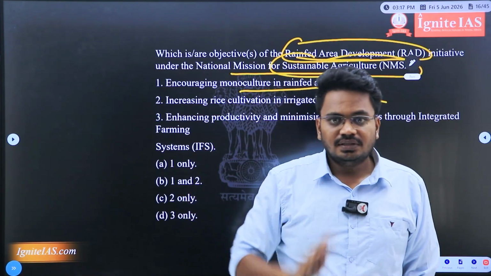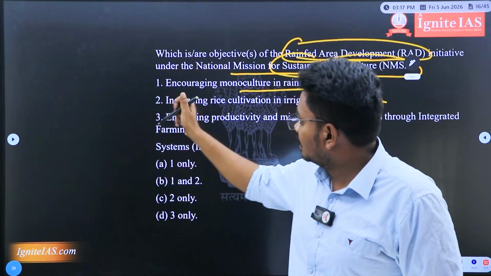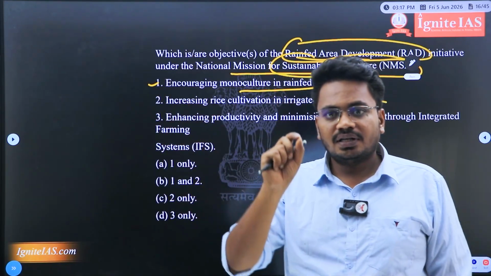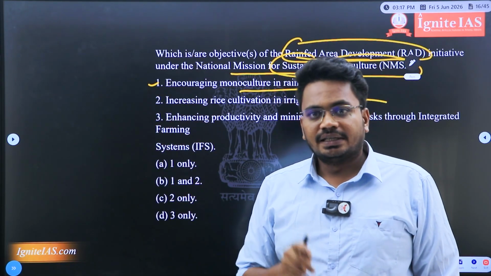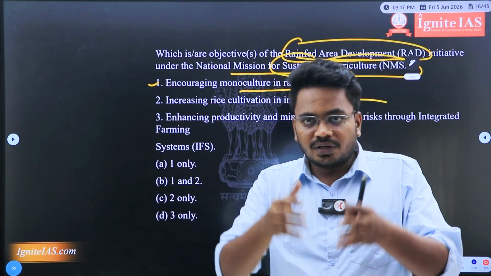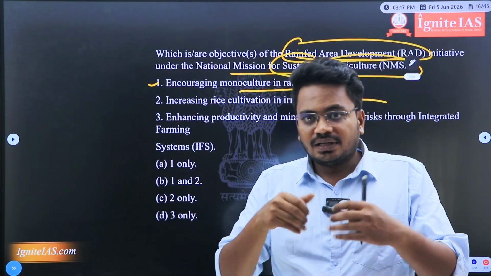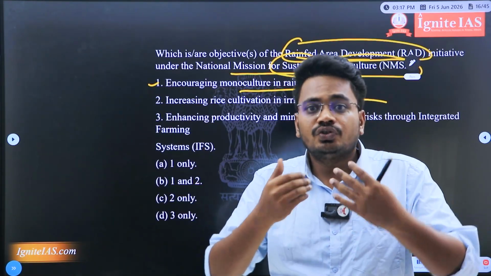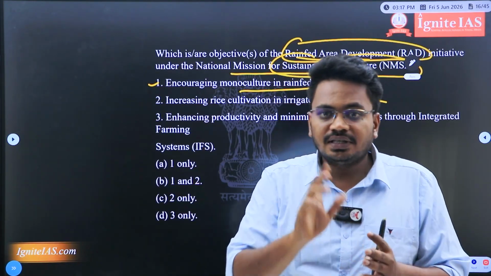In the first statement, encouraging monoculture in rain-fed areas, with common sense we can easily eliminate this statement. Why? Whenever there is a rain-fed area, water will be very less. We will only have water during the rainfall. So whenever there is rainfall, we will not focus on monoculture. We will not be growing one single crop.